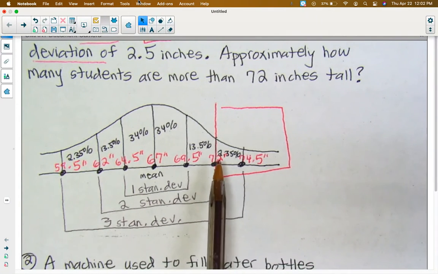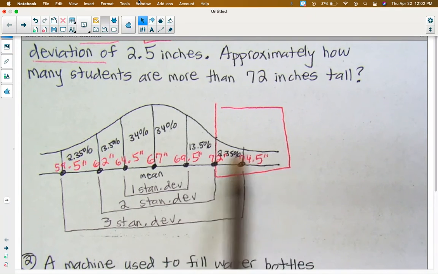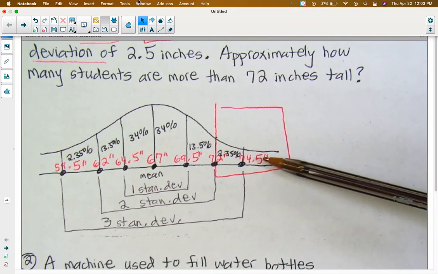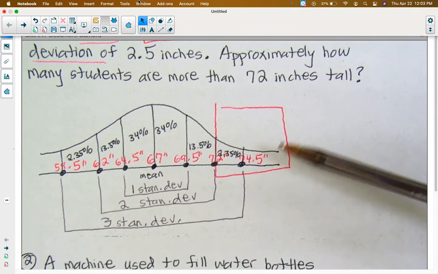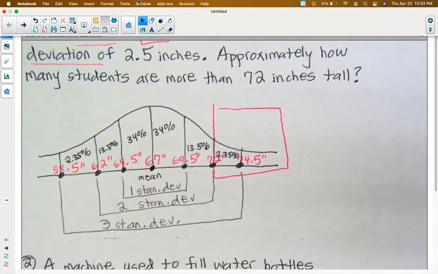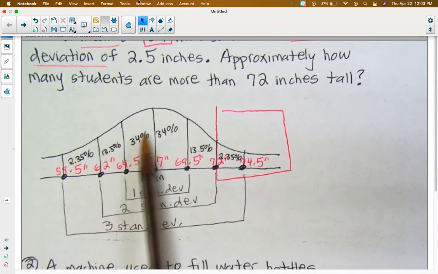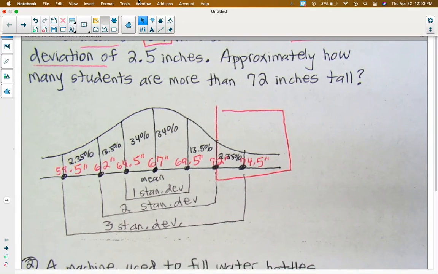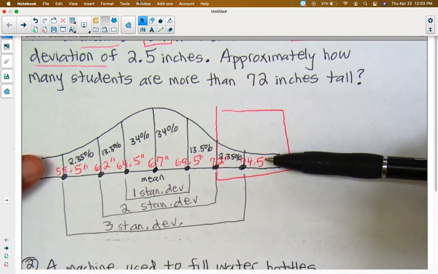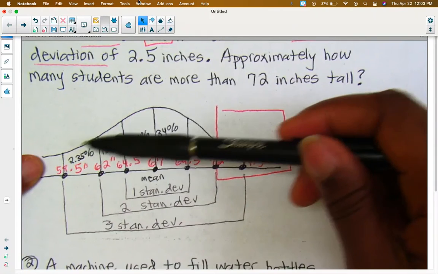So how many people are taller than 72 inches? Now, I know that this section is 2.35%. I need to figure out how much space is left over here. I know that my total percentages need to add to 100, so when I add these, it should give me 100. When you add that together and subtract from 100, you're going to have the space on this side and the space on this side.